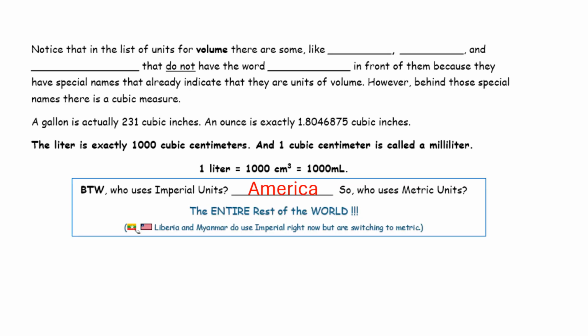So what's the scoop? Notice that in the list of units for volume, there are some, like gallons, ounces, and liters, that do not have the word cubic in front of them because they have special names that already indicate that they're units of volume. However, behind those special names, there is a cubic measure. You'll be excited to know that a gallon is actually 231 cubic inches. Why is that? Nobody knows.